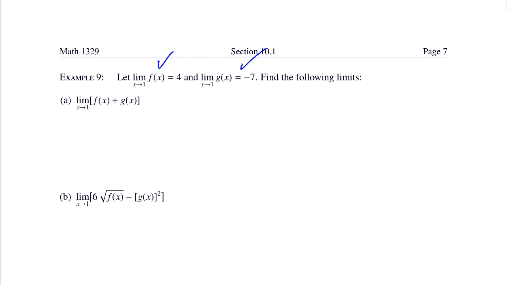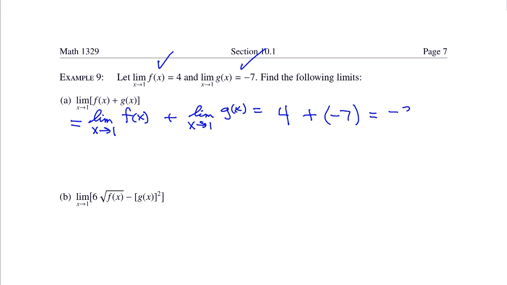We would use one of those properties to split this up. And this would split up as the limit as x goes to 1 of f of x plus the limit as x goes to 1 of g of x. And then we would substitute the 2 given values that we had. The limit as x goes to 1 of f is 4. And the limit as x goes to 1 of g was negative 7. That gives us a result of negative 3.